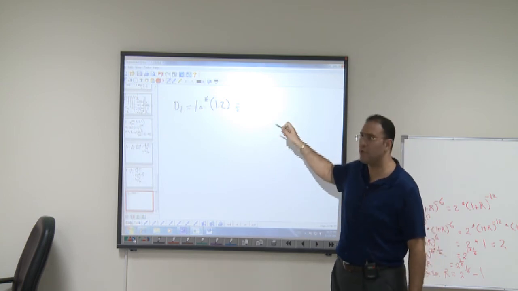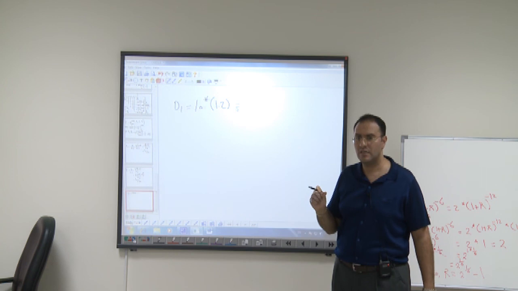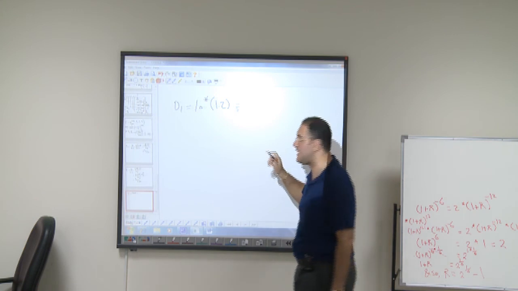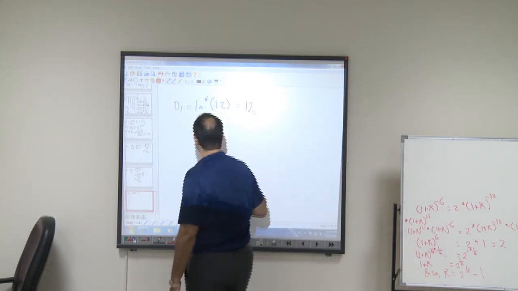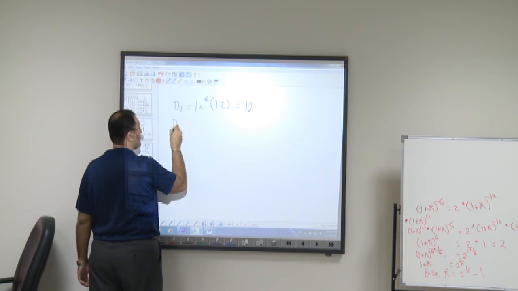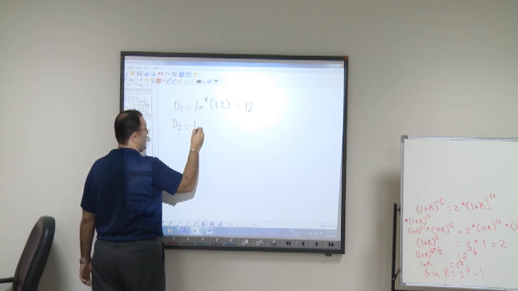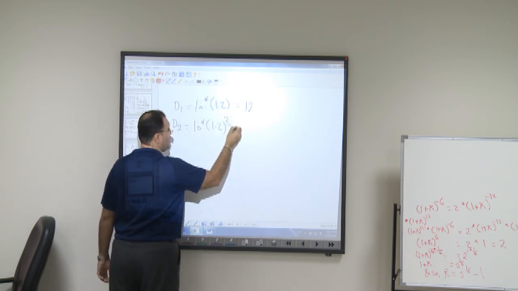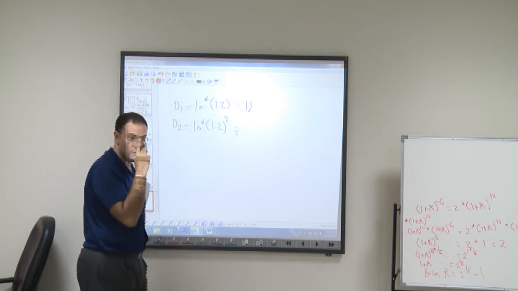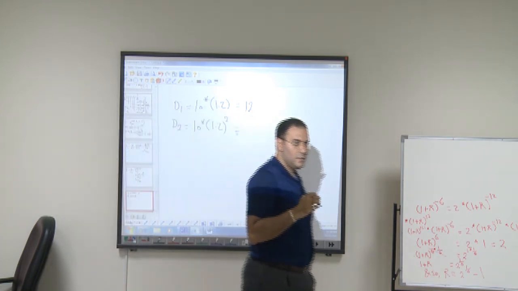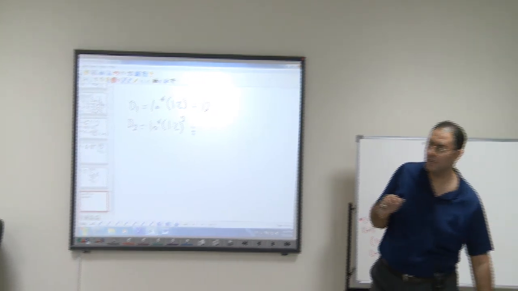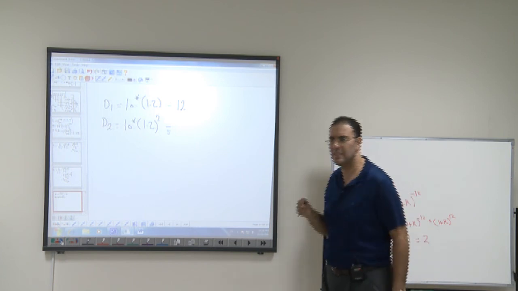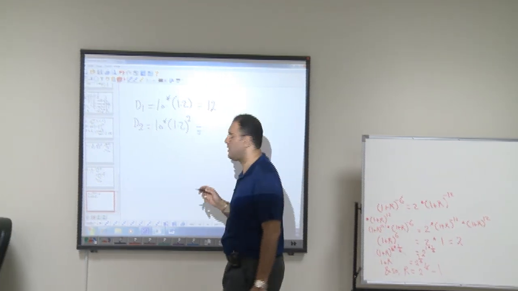So tell me, 10 times 1 plus G. The first G is how much? 20%, right? So 1 plus 20% is 1.2. 1.2 times 10 is 12, right? D2 is going to be 10 times 1.2 to the power of 2, which is going to be how much? 14.4, I guess. Right? 14.4.